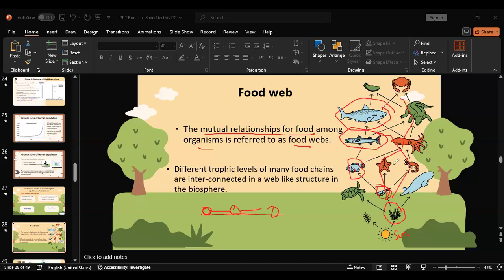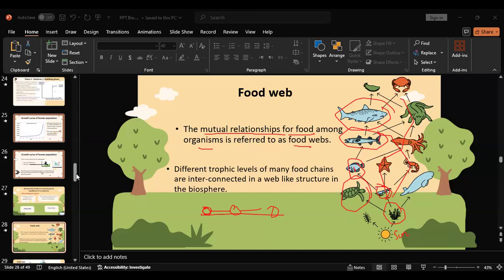Here you may see there are a lot of food chains. Each and every one is a trophic level, we will see later, and they are interconnected with each other. That is the food web. The actual definition is this: the mutual relationship for the food among organisms is referred to as a food web. In another way, a lot of food chains are joined together and form a web-like structure. That is a food web.